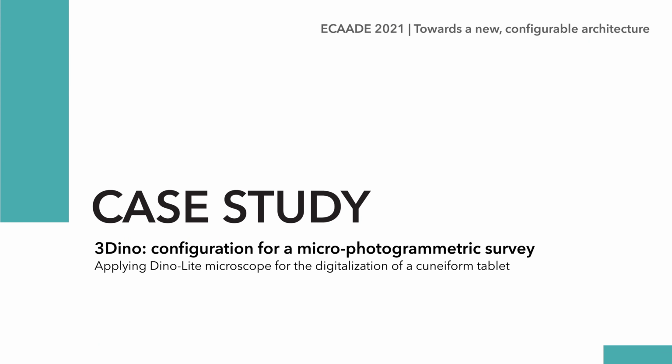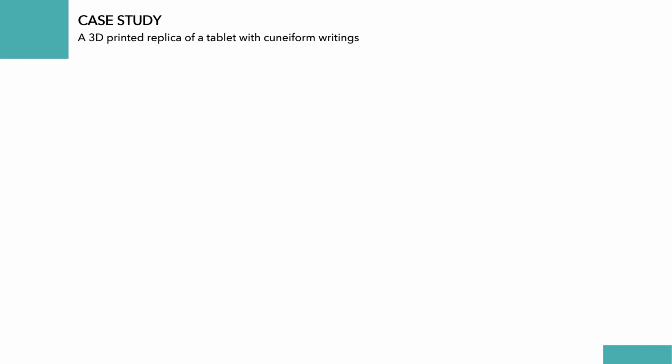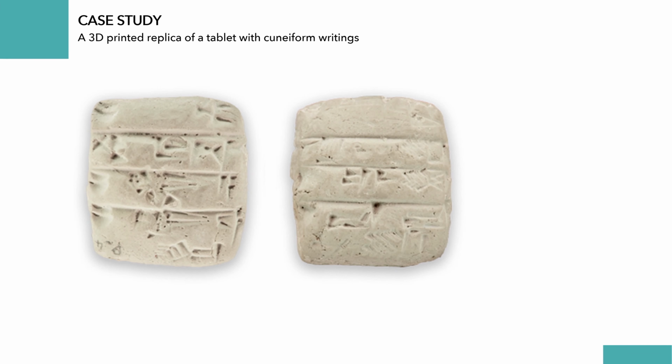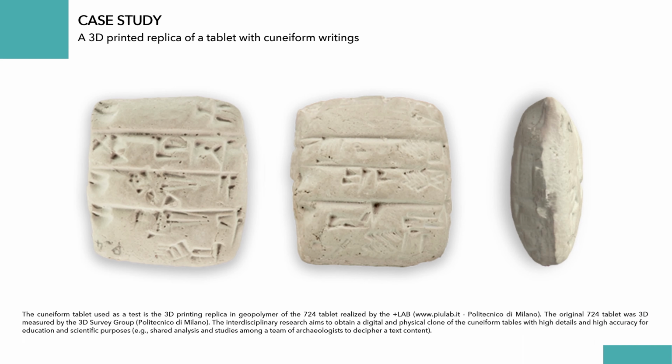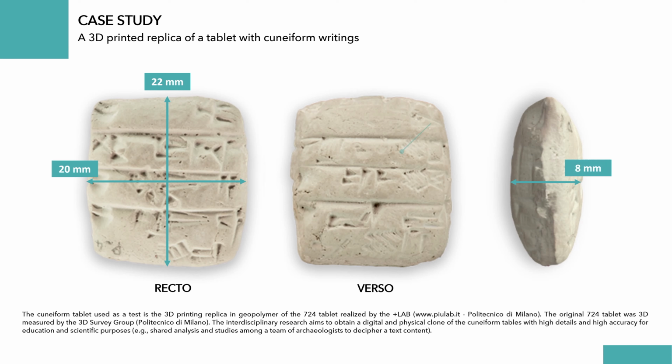In this work, the authors will focus on the systematization of individually available hardware tools in order to explore microscopic photogrammetry and define a standard procedure for the acquisition of a 3D printed replica of a tablet with cuneiform writings. Its dimensions are approximately 20 by 22 mm, and the characteristic well-shaped impressions have a depth of 1 to 3 mm.